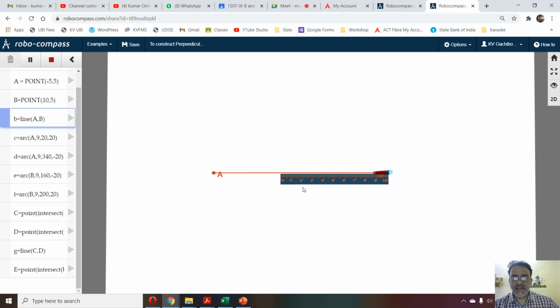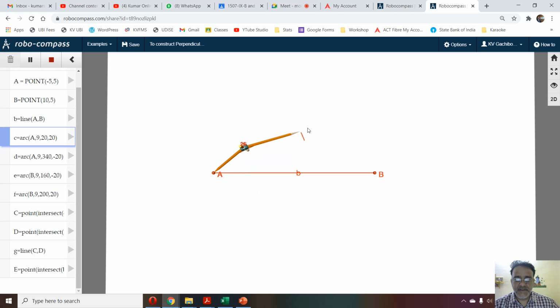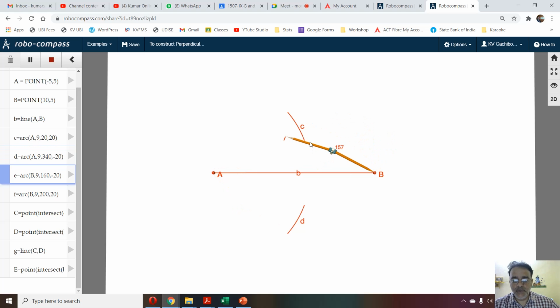Right, now with the center A we are going to draw two arcs, and the radius of this arc should be greater than the half of AB. Okay, otherwise what will happen is that they won't intersect, right? And this side also, both sides we have to draw, and with the same radius and center B we have to draw both sides arc, which will intersect at point C and D.